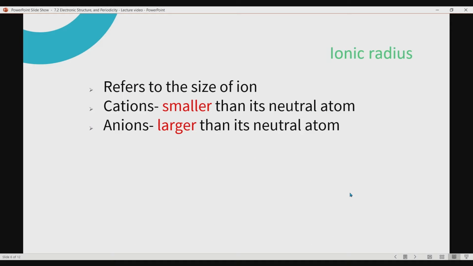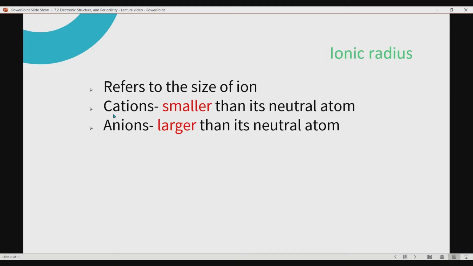Next one. Now let's talk about ionic radius. Ionic radius this time refers to the size of the ion. Remember, as we recall from our previous topics, ions are molecules or atoms that have a net charge. So the moment your atoms or molecules are charged with positive or negative charges, it is now called an ion.